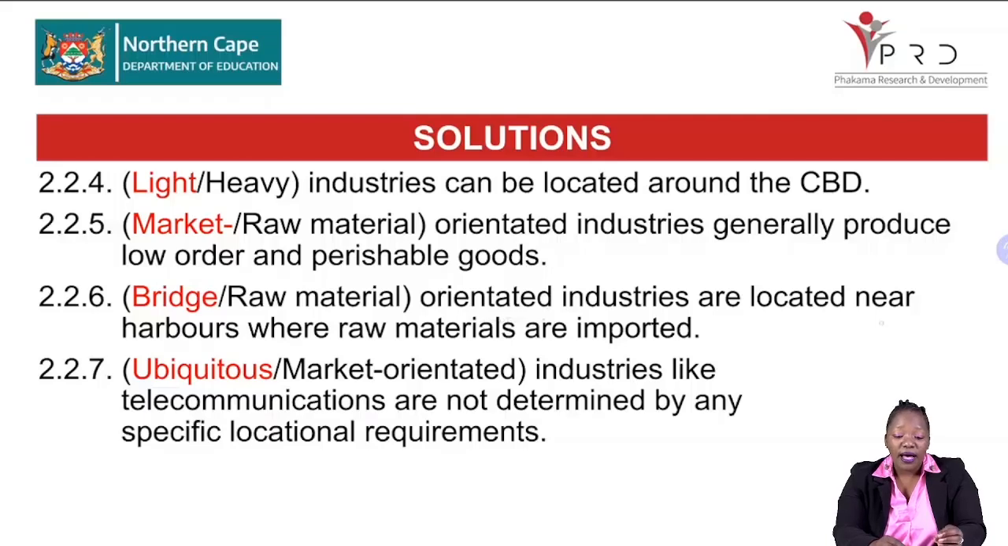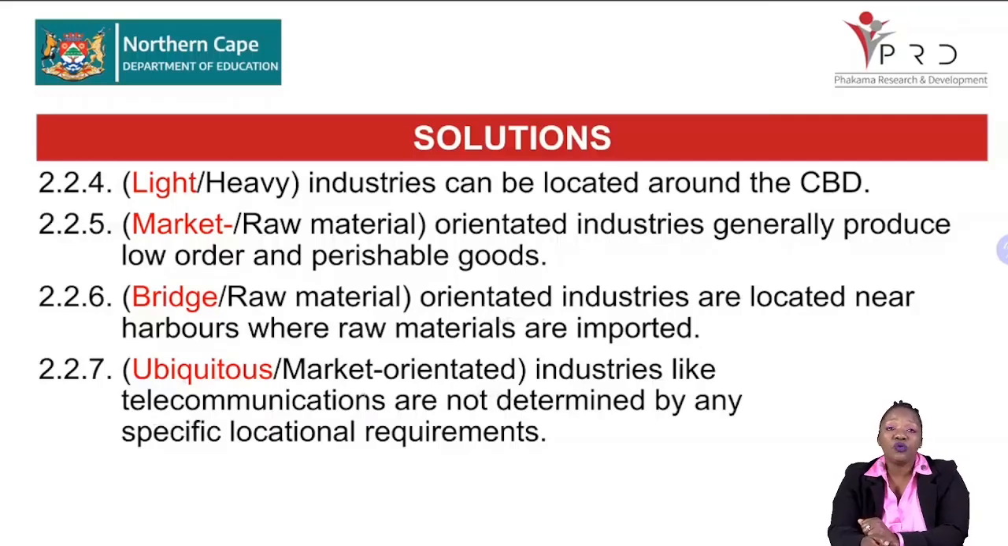Then number 7, ubiquitous or market-orientated industry. We are given the ubiquitous, like telecommunications. So the key there was telecommunications, because the ubiquitous are those types of industries. We can say it's our cell phone network providers like your Vodacom, your MTN, and so forth. Again, they do not need a raw material and they do not need transportation or a special requirement. Network is needed in all the areas. So it's the ubiquitous, and then your Footloose. Those are the types of industries that deal with electronics.